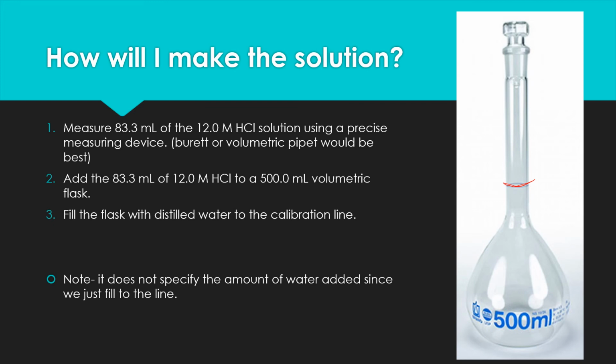So again, just like when I went through the steps for the previous to make a solution from a solid, here it does not specify the amount of water added. We don't need to measure that. We measure our concentrated solution, and then we simply fill to the line. And we know we've got the exact amount of water we need to make our solution. So that's something that if you're asked to describe the steps of making a solution, we do not want to mention measuring water. We just want to add to the calibration line.